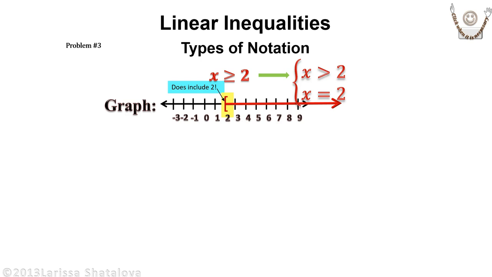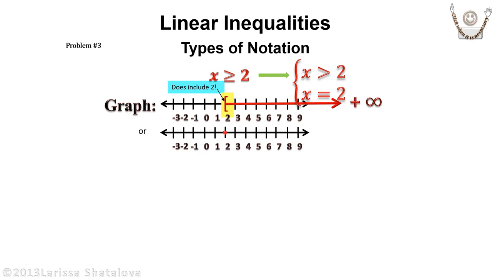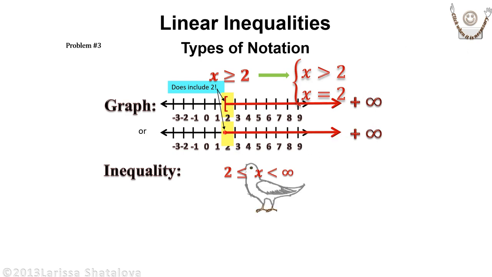Or equivalently, it can be a circle, but this time it's supposed to be filled in. That means we can include 2 in our solution set. And the solid line is moving from the filled circle to positive infinity. In an inequality, we have to show the smallest number on the left, the largest number on the right, and the variable, in this case x, is between. Now the bird helps us to read: x is greater than or equal to 2 and less than positive infinity.